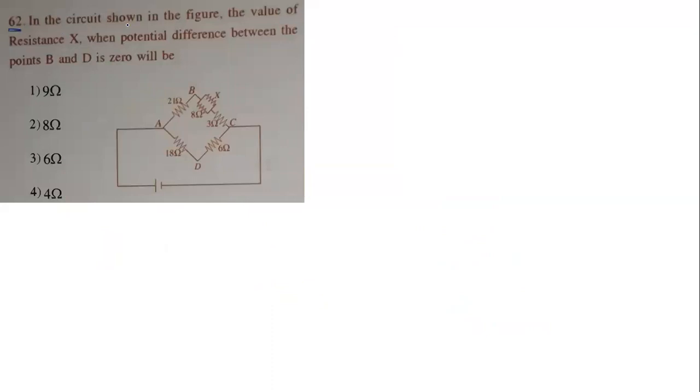In a circuit, as shown in the figure, there is a figure here. The value of resistance X when the potential difference between the points B and D is equal to 0, means here and here the potential difference between these two points is how much? It is 0. It is like the same previous question. See, whenever the circuit is balanced, let me draw a simple circuit.